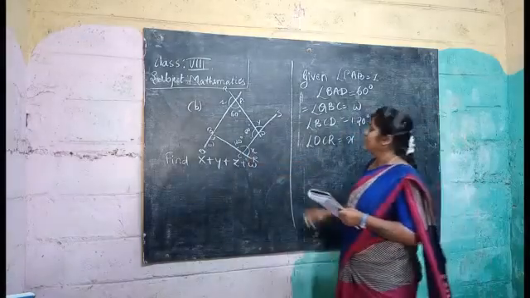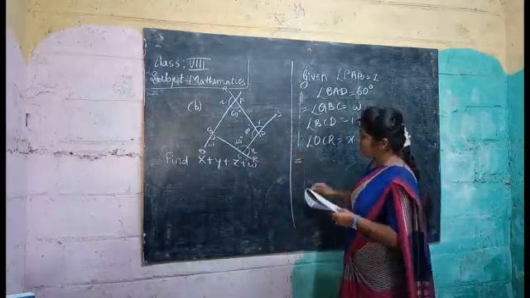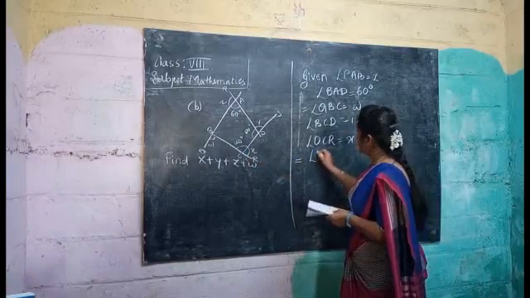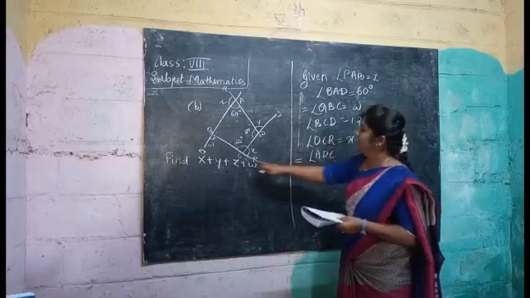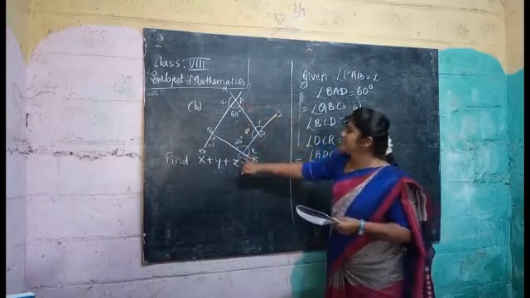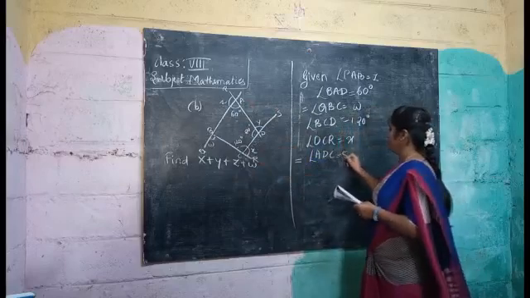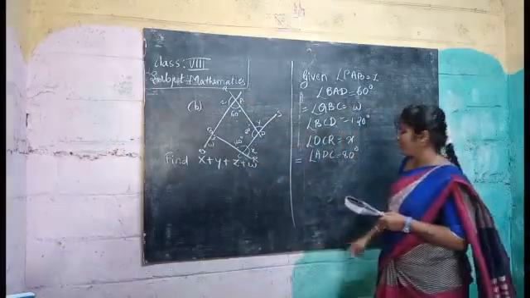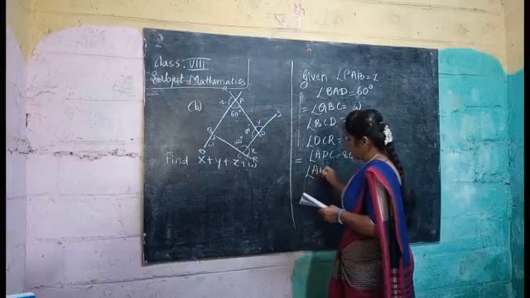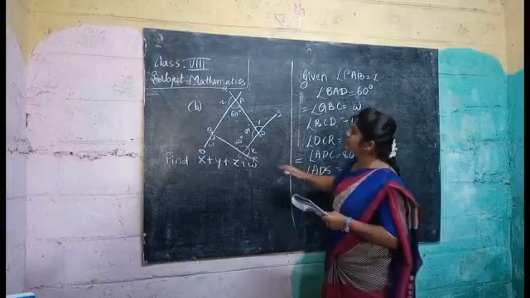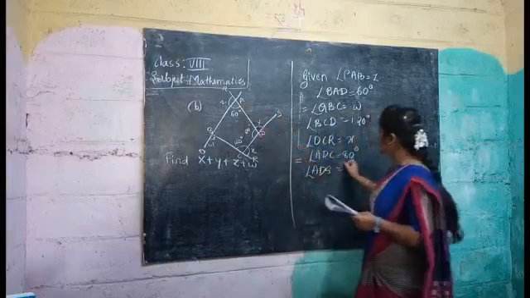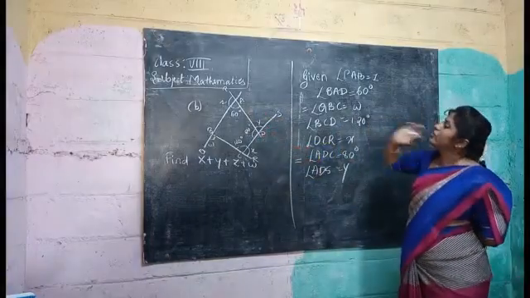Angle X. And also we have an angle, that is angle ADC. ADC is 80 degree. The last one is ADS. Where is ADS? ADS is 1. So here what all they have given?